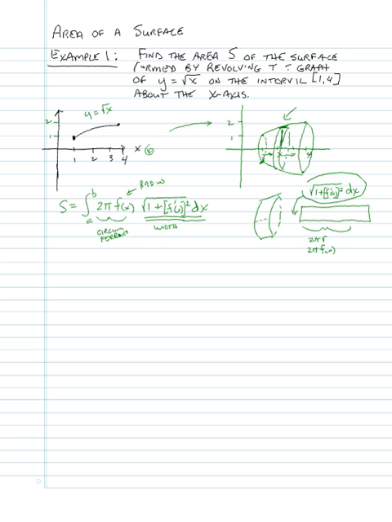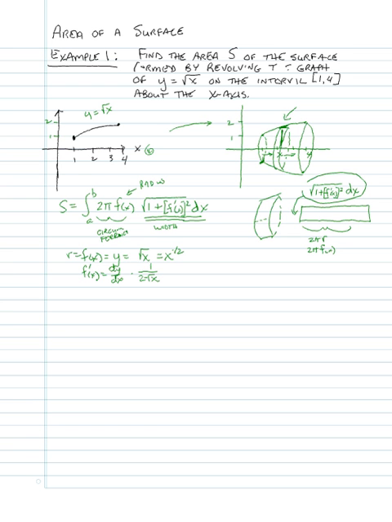In this case, our r is f of x, or really just y, which is the square root of x, or x to the 1/2. Now, we actually need to know f prime of x, or the derivative of y with respect to x. And of course, without too much difficulty, that's 1 over 2 times the square root of x. And we can go through that process.